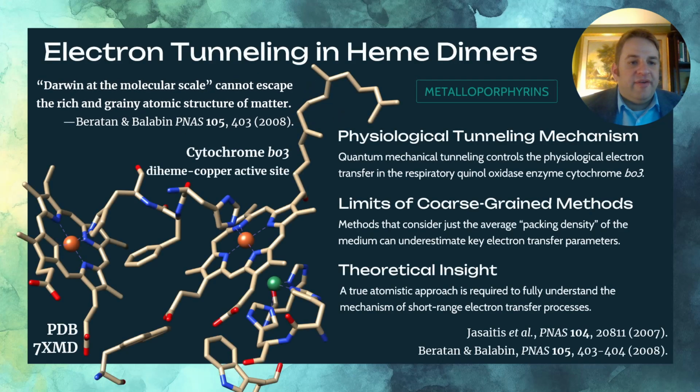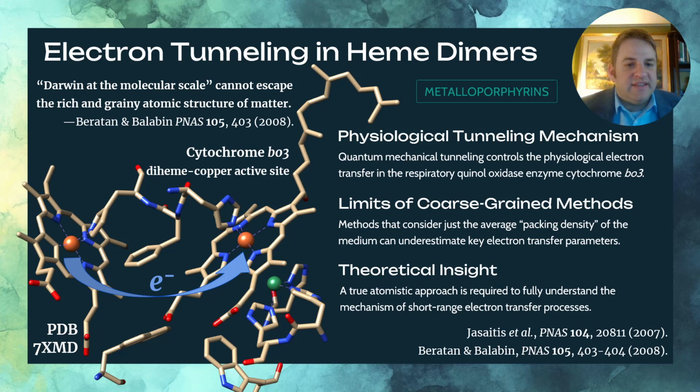So if we look at, for example, a common quantum effect, electron tunneling in heme dimers. If you have heard of hemoglobin, the oxygen-carrying enzyme in your blood, you are familiar with the idea of the heme group. But hemes play a lot of different roles in biology. It's a porphyrin ring with an iron atom at the center. In this case, we see an electron being transferred from one heme to the other.